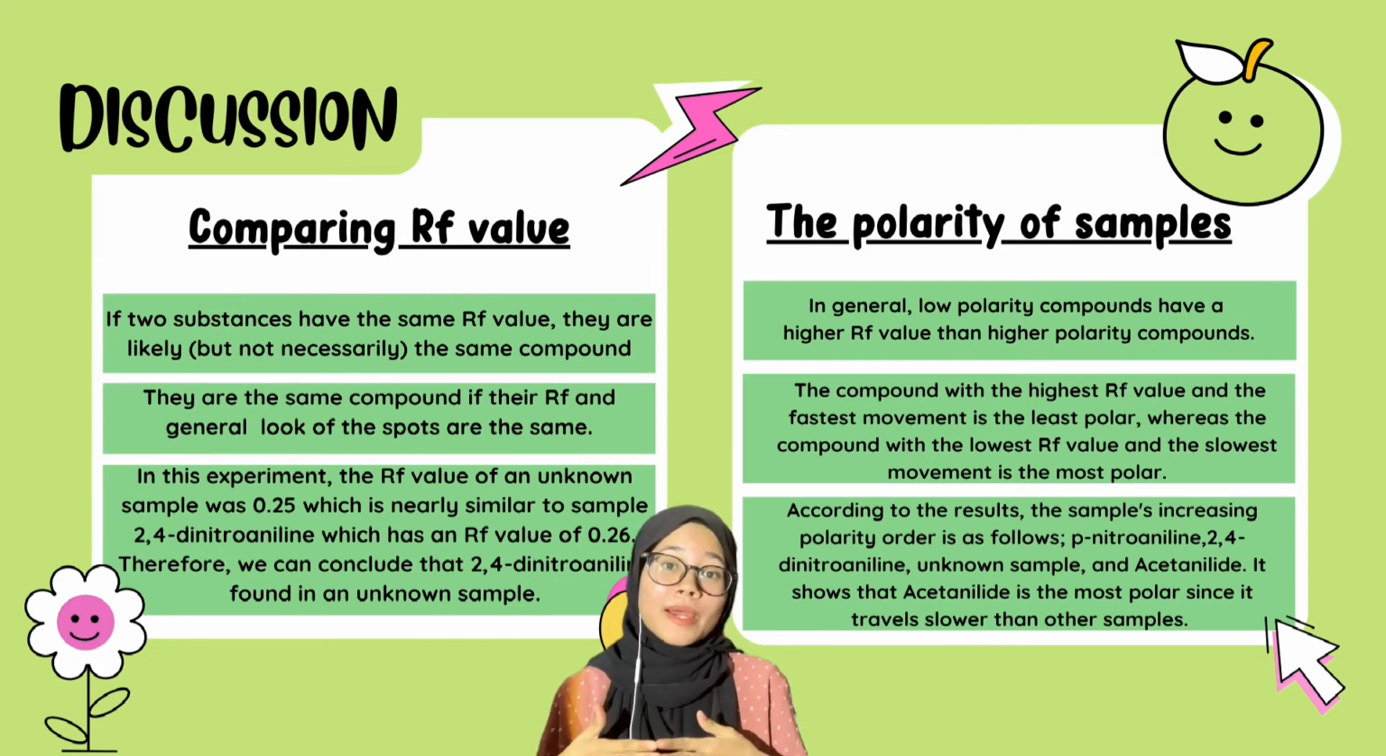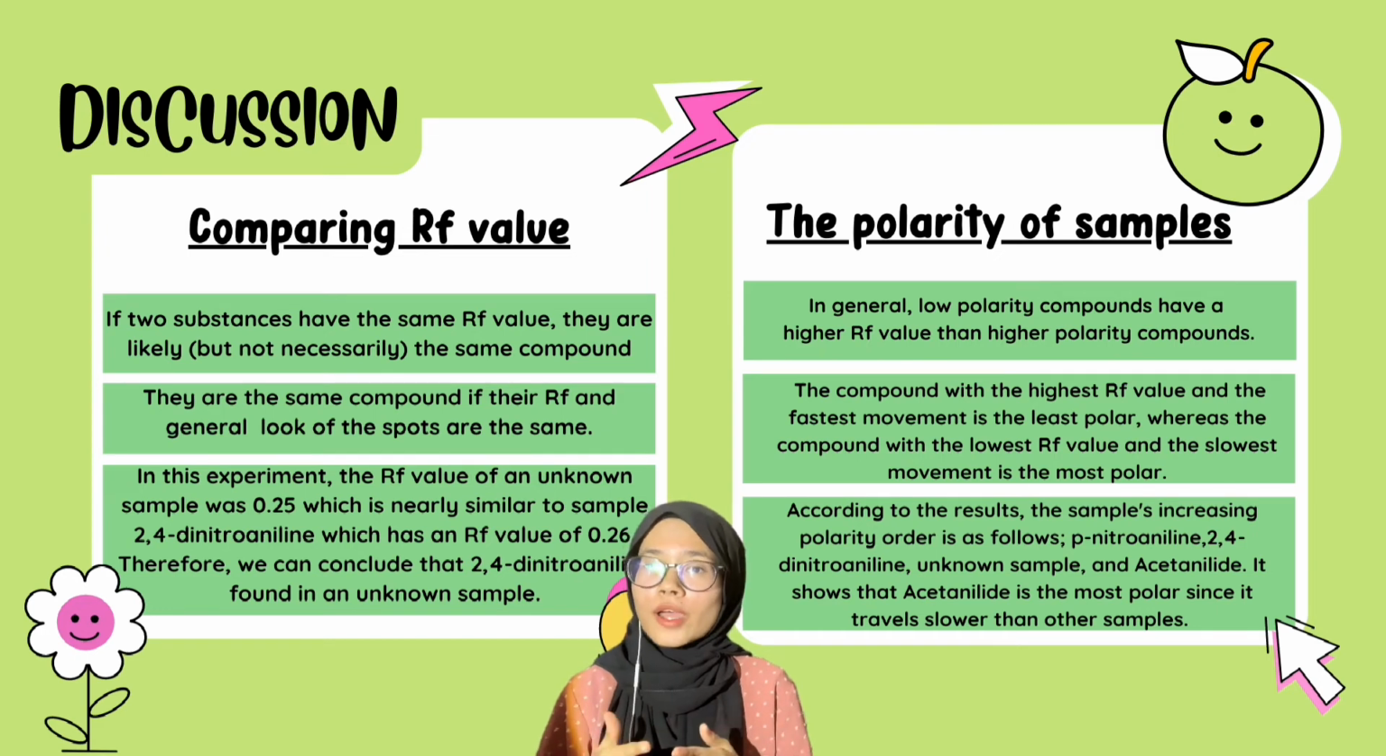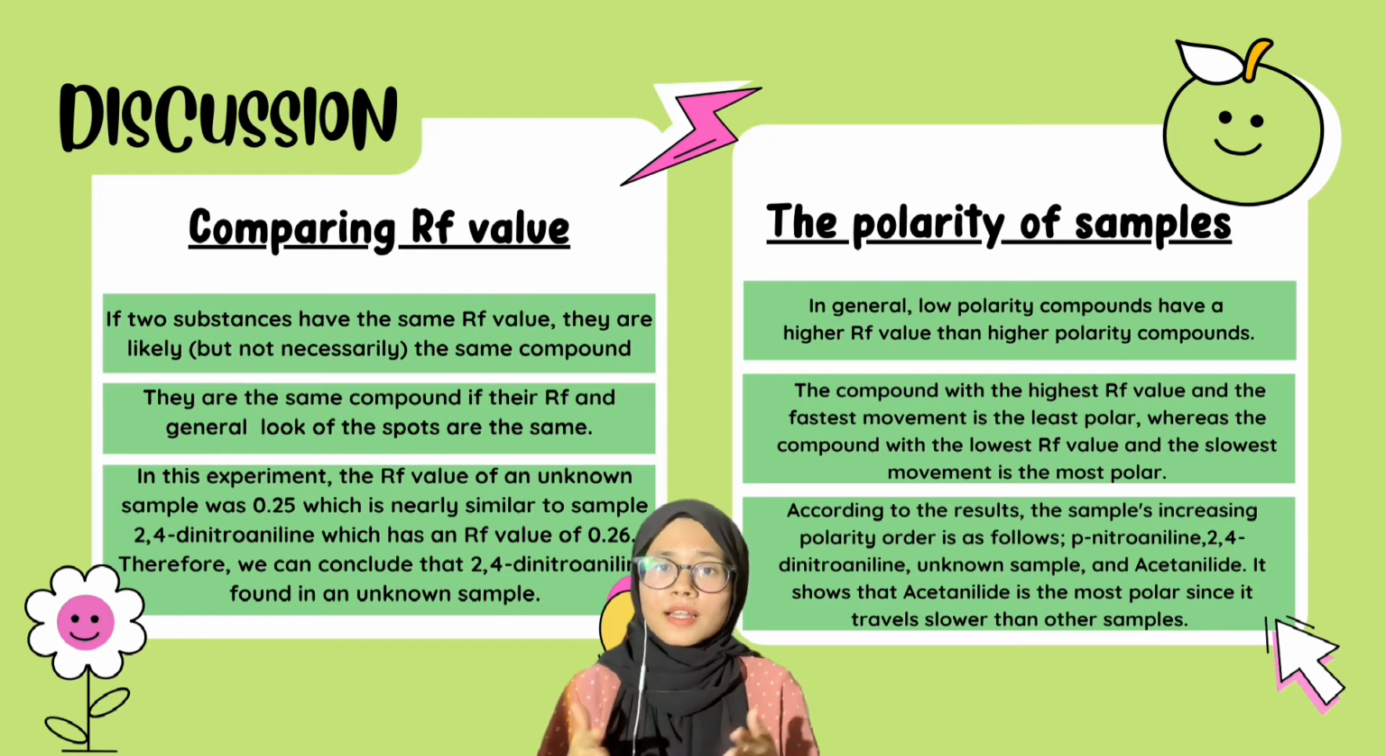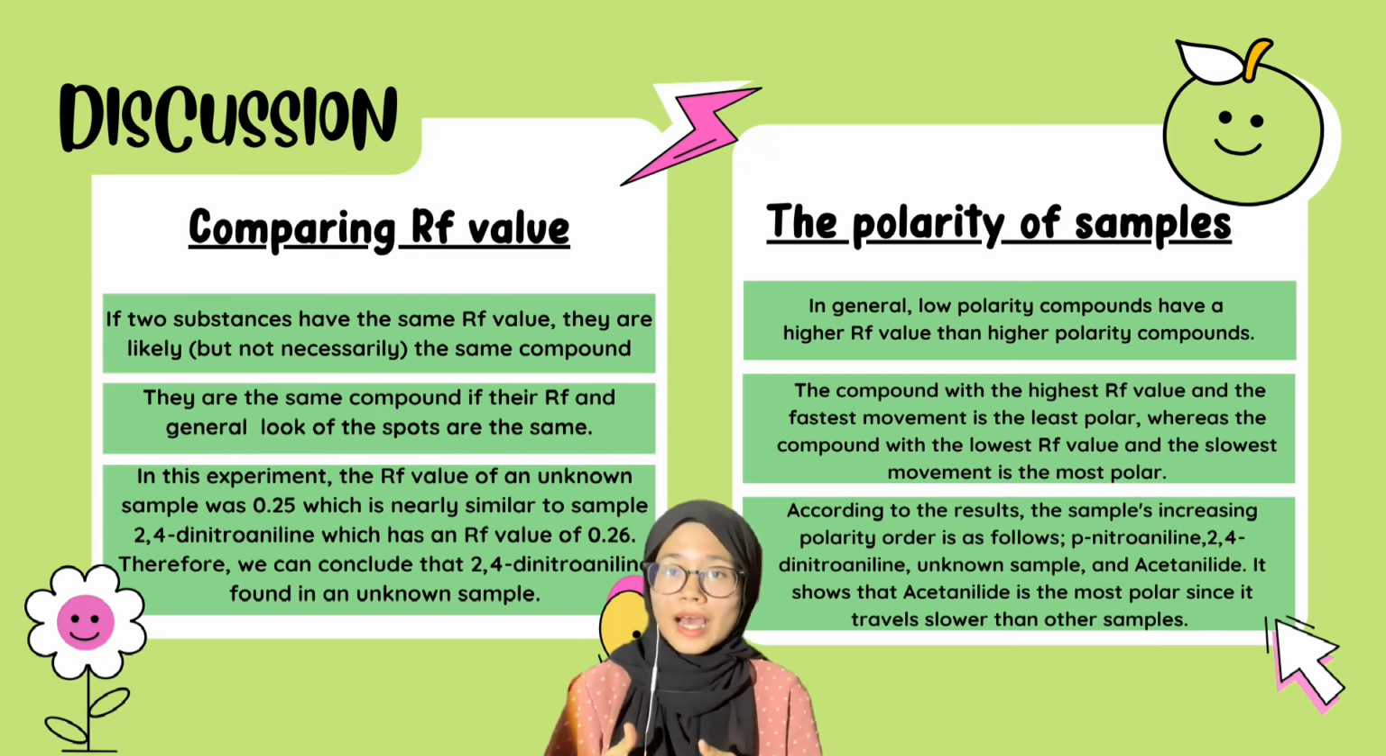We were also able to determine the compound contained in the unknown sample. From this experiment, the RF value of the unknown sample was 0.25, which is nearly similar to 2,4-dinitroaniline, which has an RF value of 0.26. Therefore, we can conclude that 2,4-dinitroaniline is found in the unknown sample. According to the result, the samples' increasing polarity order is as follows: p-nitroaniline, 2,4-dinitroaniline, unknown sample, and acetanilide. It shows that acetanilide is the most polar since it travels slower than the other samples.